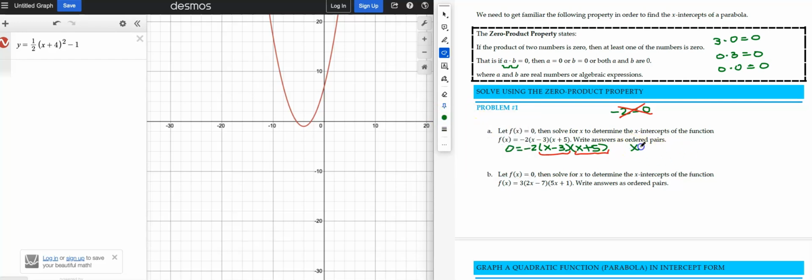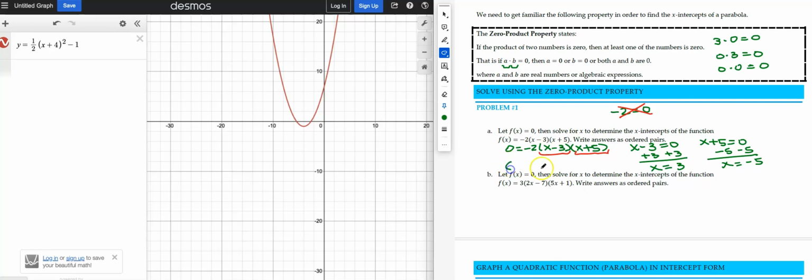So I'm going to take x minus 3 equals 0 and x plus 5 equals 0. And then just solve them like we normally would. Get x by itself, so I need to add the 3 over, so x equals 3. And then subtract the 5 over, so x equals -5. But again, notice it says write your answers as ordered pairs.